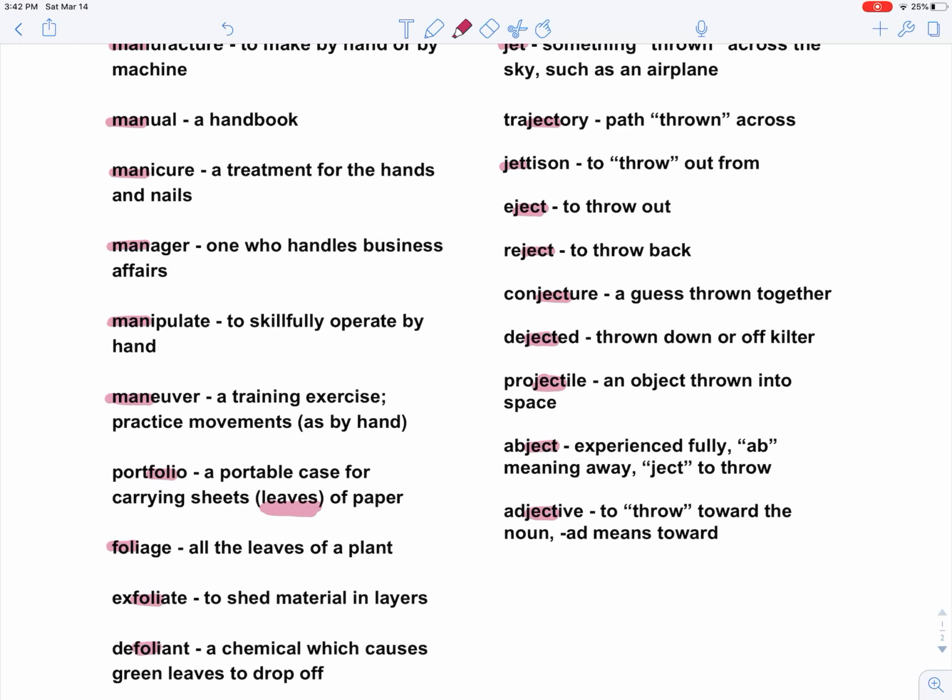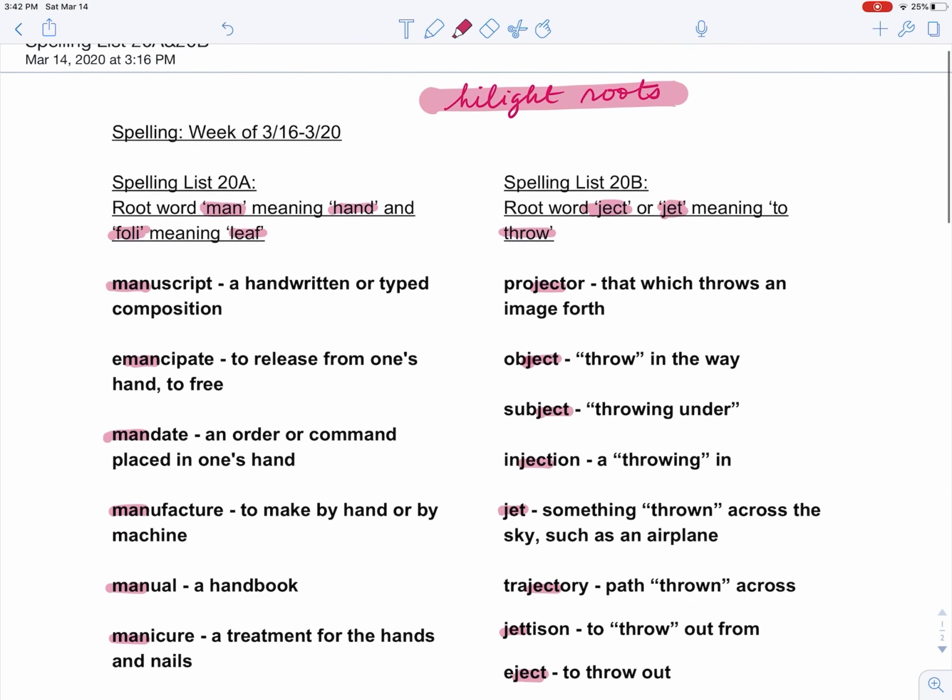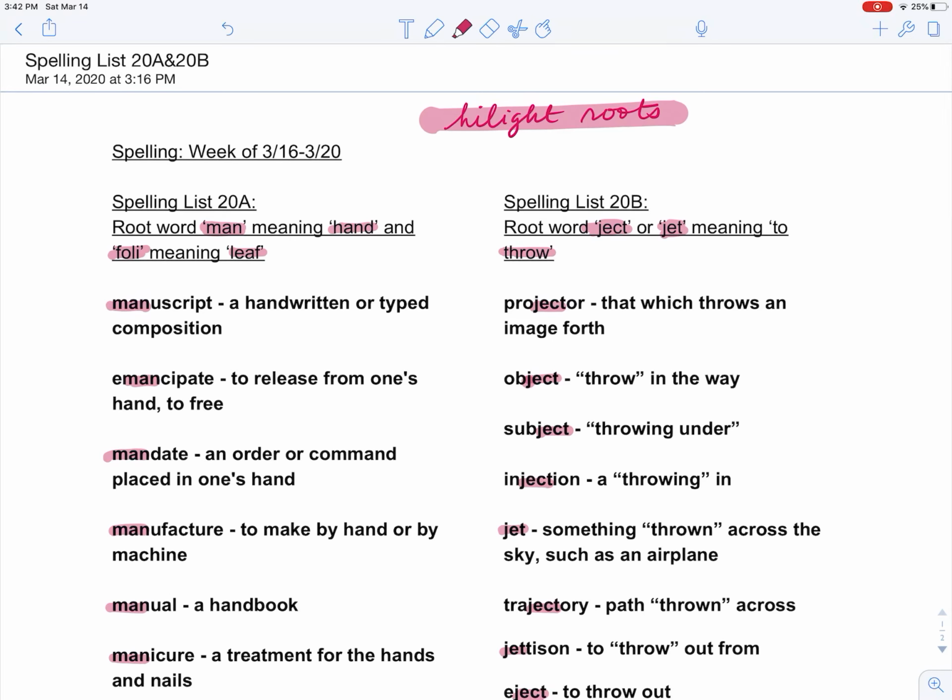Well, I would like to invite you to spend some time on Spelling City practicing with these words and getting familiar with these roots.